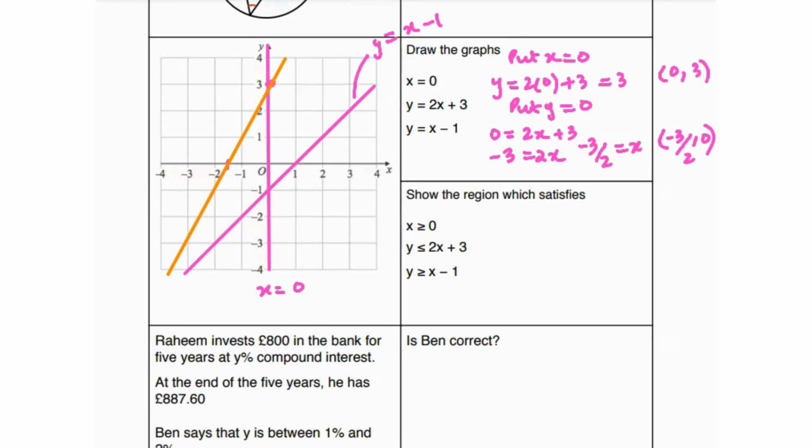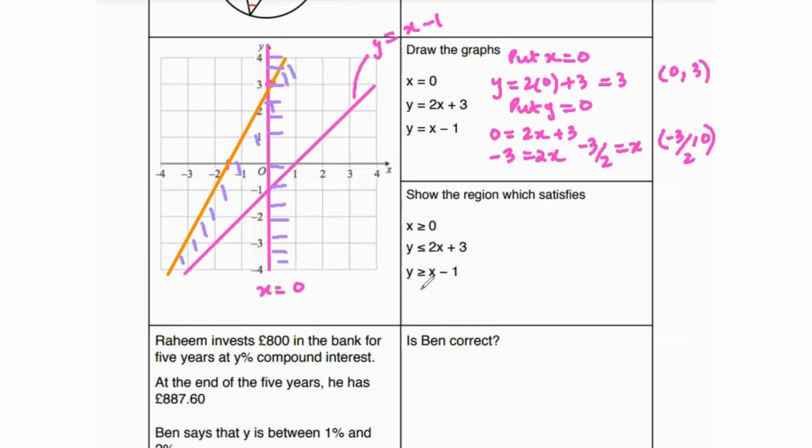Now it says show the regions which satisfy the inequalities. If x is greater than or equal to 0, then that's going to be on this side, because on the right side your values of x are increasing. Then it says y is less than or equal to 2x plus 3. So that's going to be underneath the line.